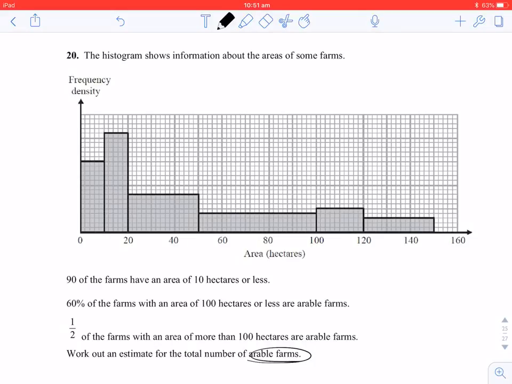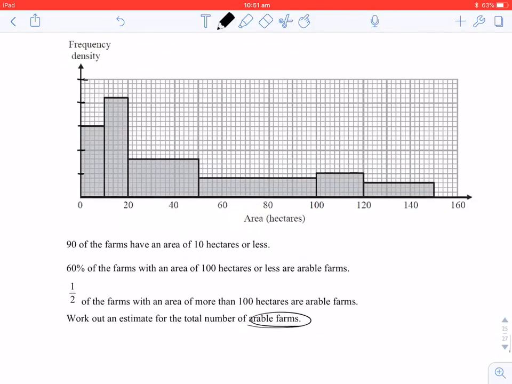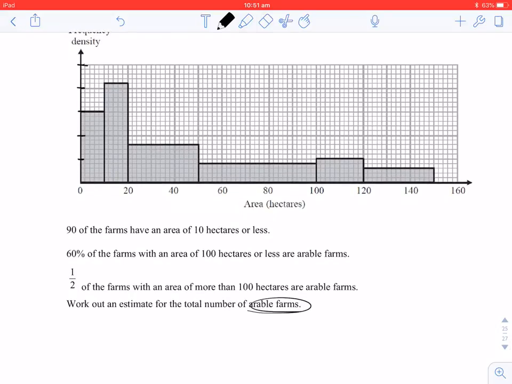So what I need to do is find out what my scaling is along here. So I put a couple of notches in every 5, and I need to find out what that is. Now what we know is that 90 of the farms have an area of 10 hectares or less. So that tells us that this little bar here is 90 farms.